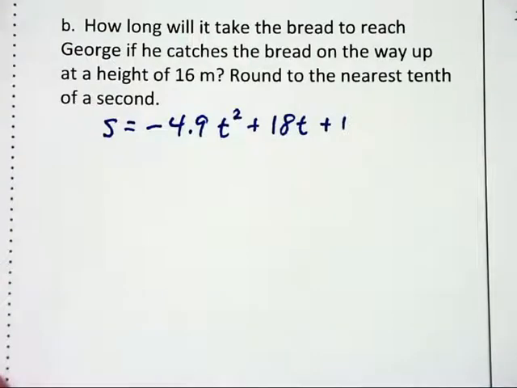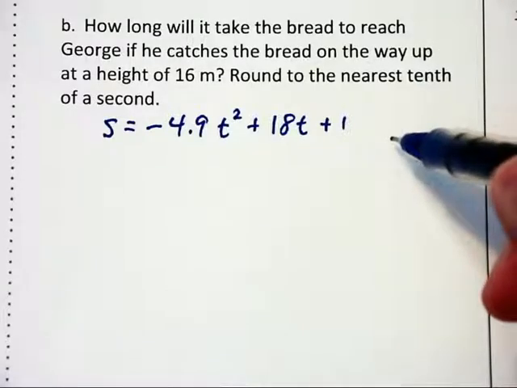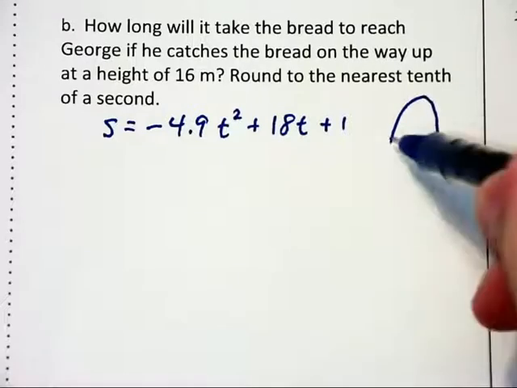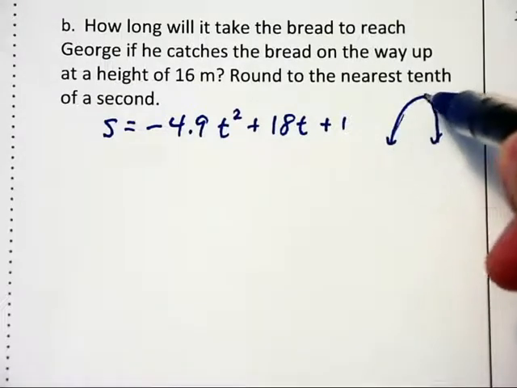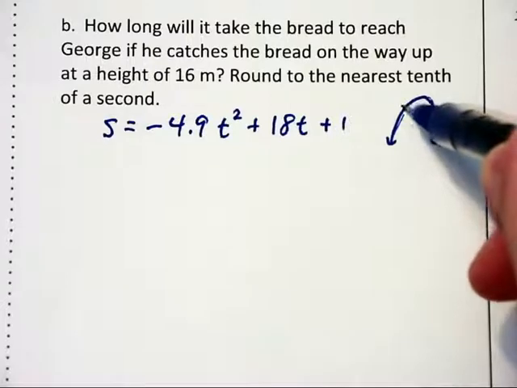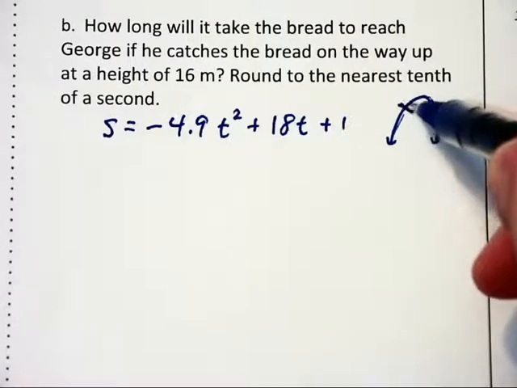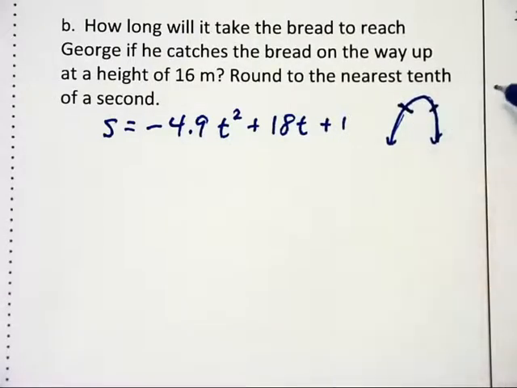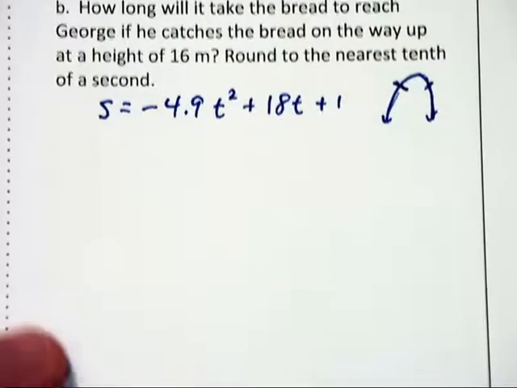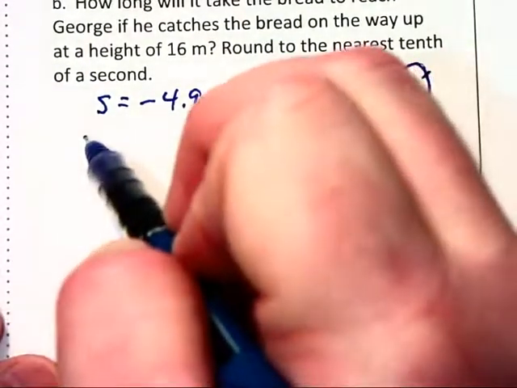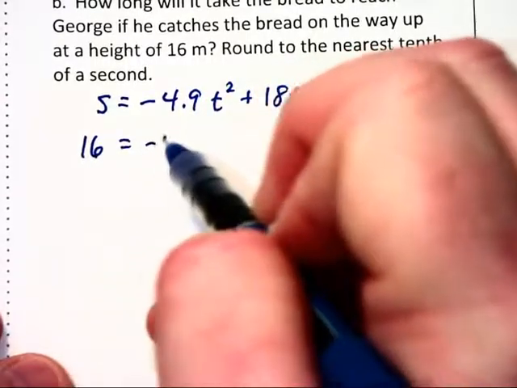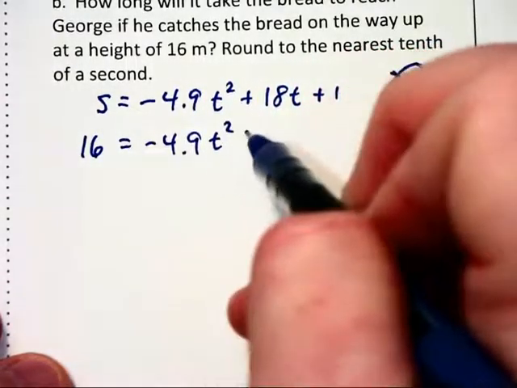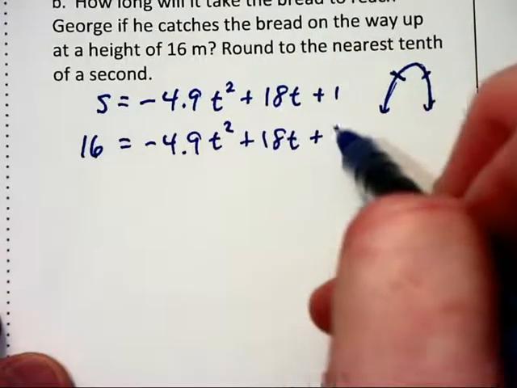How long will it take the bread to reach George if he catches the bread on the way up at a height of 16 meters? Okay, on a way up, I'm looking at this as a parabola opening downward, and I see the loaf of bread going up and then coming down. And so if it's on the way up, that means we want the first solution, not the second solution. So here we go. 16 meters is the height. That will be our S, equals negative 4.9 t squared plus 18t plus 1.